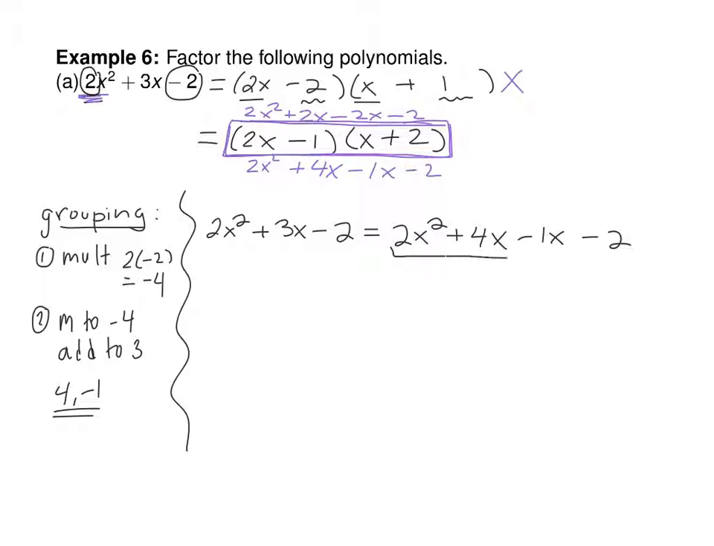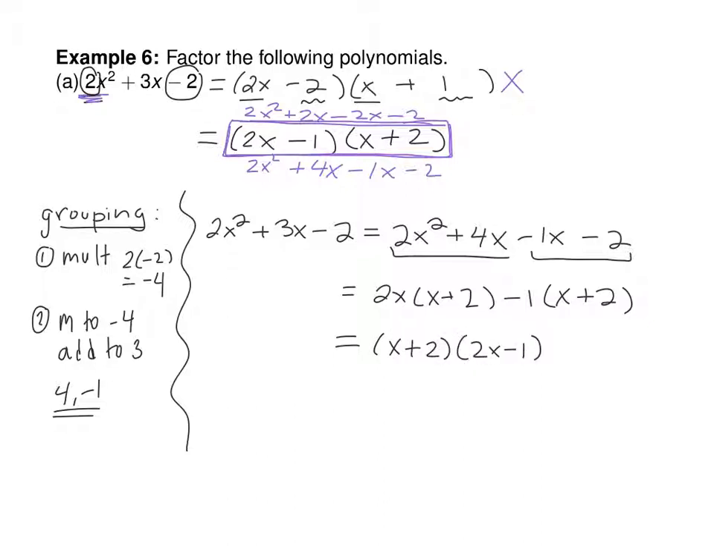Now look at the terms in two groups and take out the greatest common factor from each group. The first group is 2x, and the second group is negative 1. Notice that becomes plus when the negative gets factored out. And that factors into x plus 2 times 2x minus 1. Even though the terms are in the opposite order, that's the same thing as example A. This method is better when your leading coefficient, the thing with the x squared, is not prime.